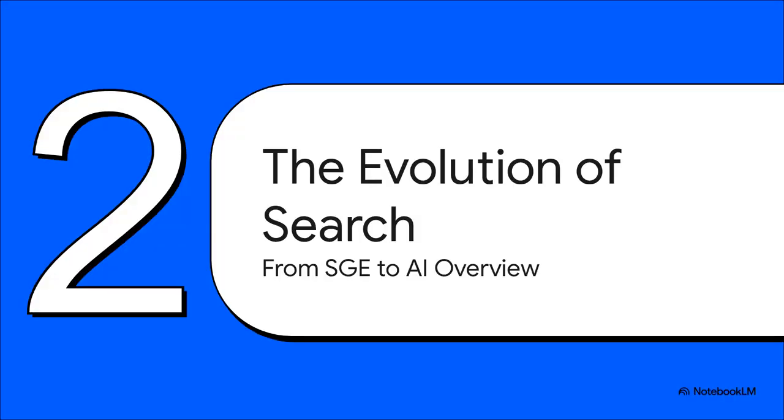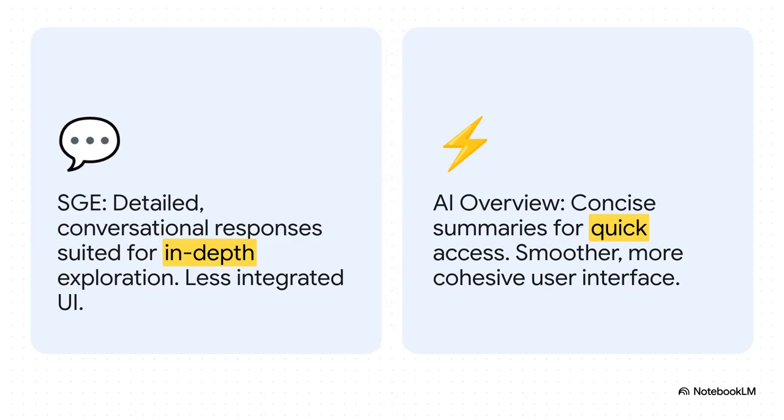So, where did this thing even come from? It didn't just pop up overnight. Let's take a look at how it evolved from what came before. Okay, so if you look at them side by side, it's all about refinement. SGE was great if you wanted to go on a deep dive. It gave you these really detailed conversational responses. But AI Overview takes that same power and just streamlines it. It's concise, it's to the point, it's built for speed. And honestly, it just looks better. It feels like it belongs on the page, not like some separate experiment.